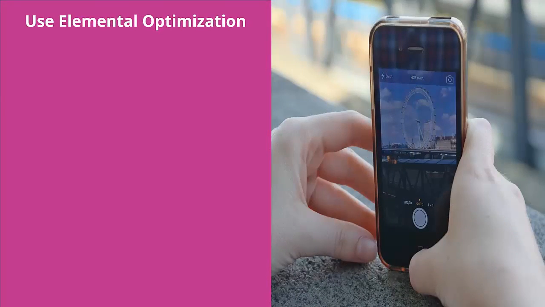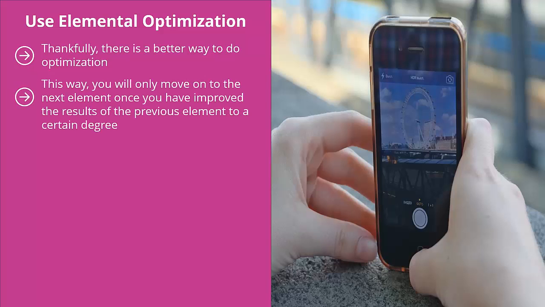Use elemental optimization. Thankfully, there is a better way to do optimization. You can use elemental optimization. Instead of just taking random guesses as to what would turbocharge the results of your sales funnel, you break up each part of the sales funnel process into elements and you make changes on an element-to-element basis. This way, you will only move on to the next element once you have improved the results of the previous element to a certain degree. Once you're happy with those improvements, then you move on to the next element, and then the next element after that.